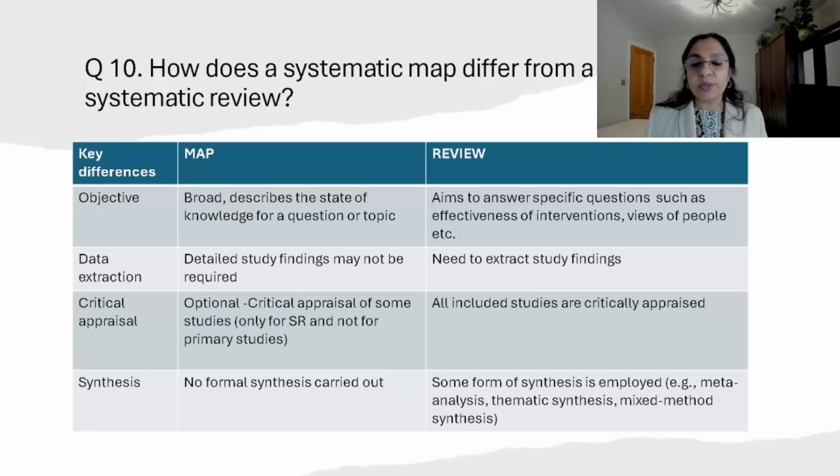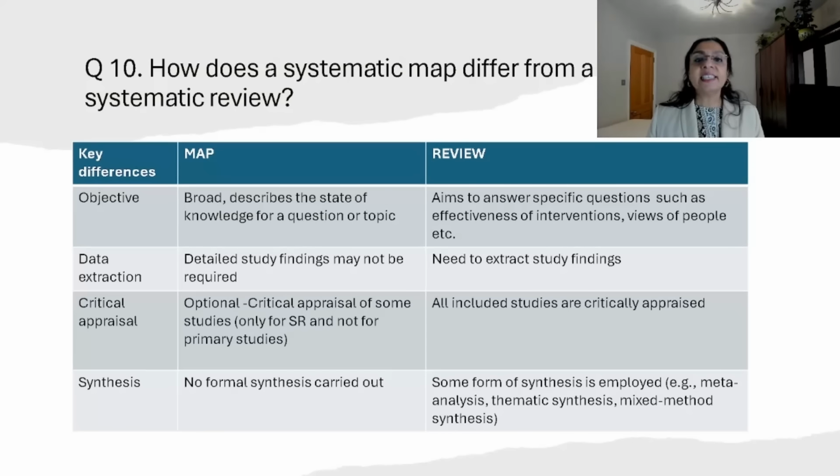A systematic review, on the other hand, aims to answer specific questions, such as the effectiveness of interventions, views of people, etc. So systematic review questions are more specific. Coming to data extraction, for the map, detailed study findings may not be required. So we may extract some information related to the population, type of intervention, type of outcome, type of setting, etc. But in a systematic review, we need to extract the detailed study findings.